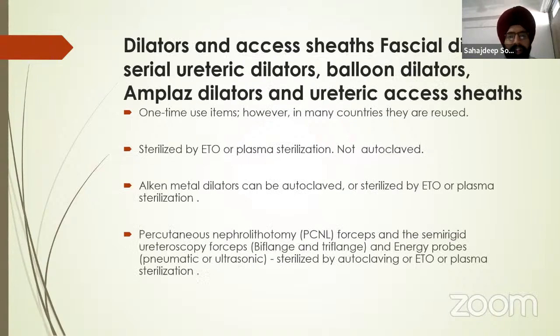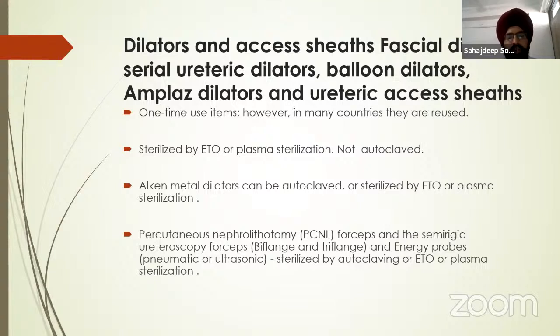Then dilator accessories, balloon dilators, Amplatz dilators, and ureteric accessories. They are usually one-time use items, but in many countries they are being reused. So if they are reused, they can be sterilized by ethylene oxide or plasma sterilization. Alkane metal dilators can be autoclaved or can be sterilized by ethylene oxide.